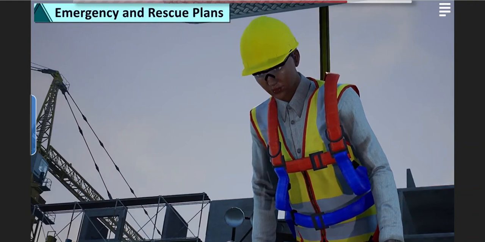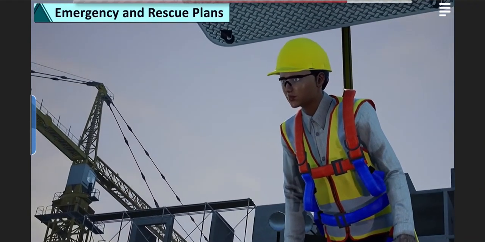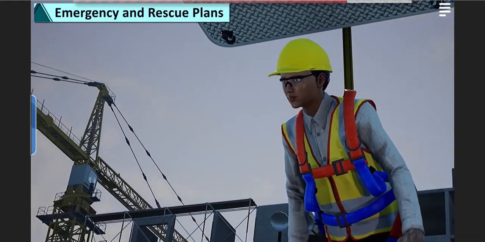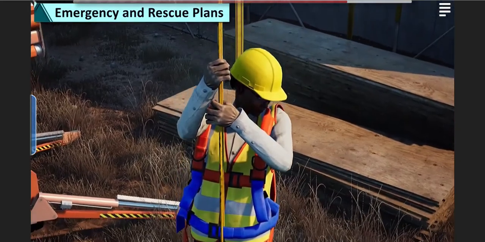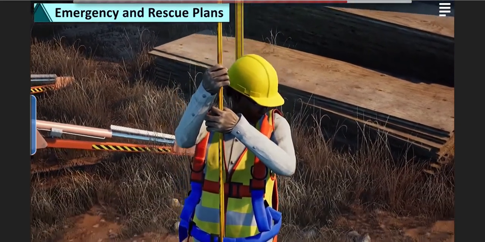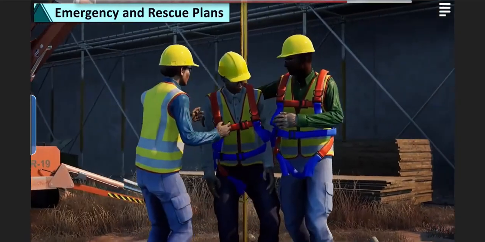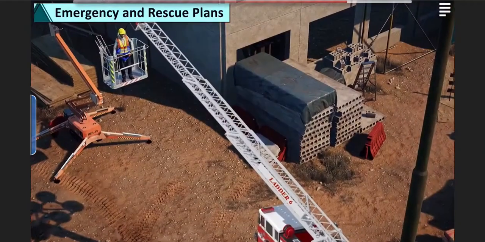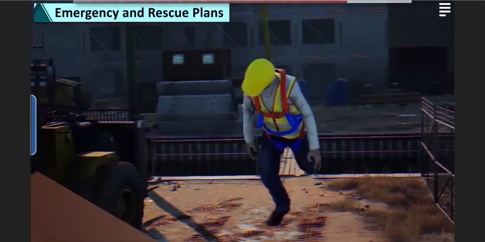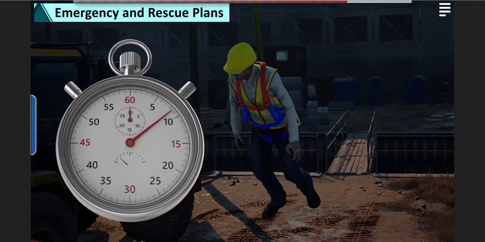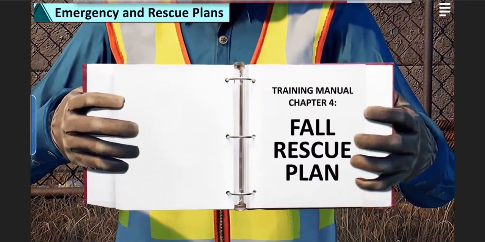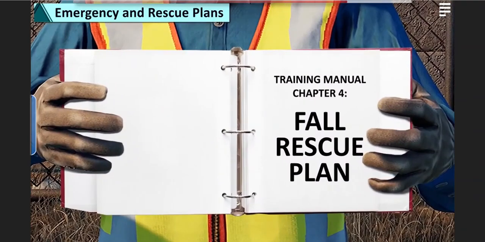A fall from the platform when using a fall arrest system will require a rescue plan for getting the affected worker down safely. Depending on the situation, the plan may involve self-rescue by the affected worker, assisted rescue by other workers, or technical rescue from emergency services. Any rescue plan should be designed to limit the amount of time a worker will remain suspended after a fall. A written fall rescue plan must be included in the company's training manual.